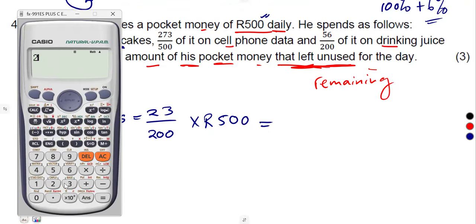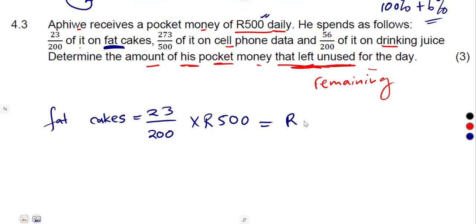Let me just show you an example. 23 over 200, then times 500, like this. You're going to get 115 over 2, then press the SD button. That's going to be 57,5. All right. So we've got 57,5, which you put as 0 there for 2 decimal places. So that's for the fat cakes.